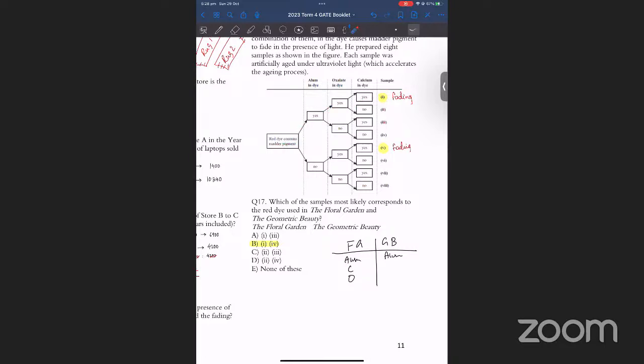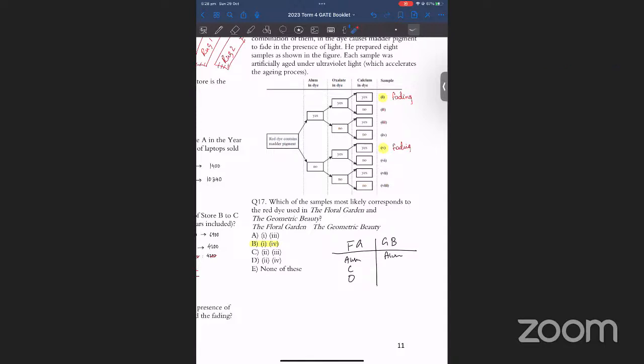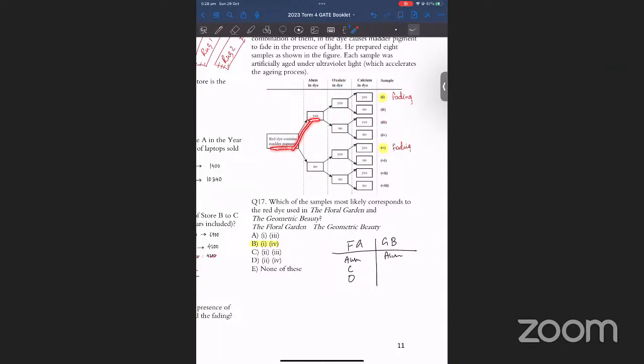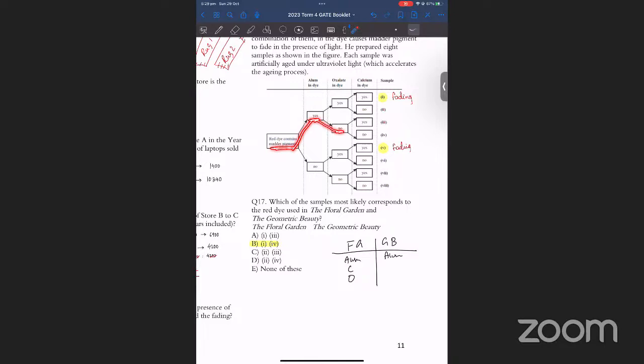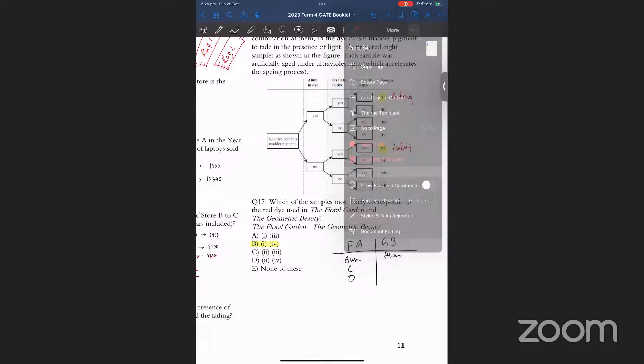Do you understand, Deepinder? Yes. And then Geometric Beauty, what's the only thing that Geometric Beauty has, Deepinder? Alum. So this is a yes, right? Yes. Does it have oxalate in Geometric Beauty? No. Does it have calcium? No. So the answer is IV. You understand? Oh yeah, now I get it. Okay, all good? All right.